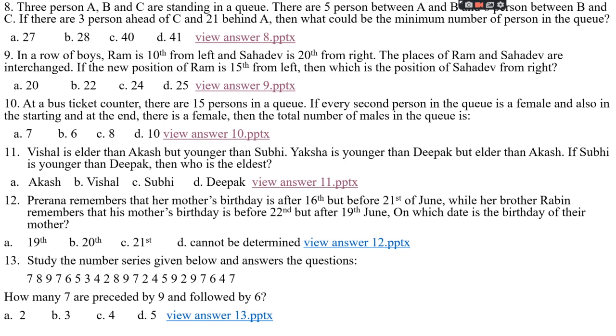Option A, 19th. Option B, 20th. Option C, 21st. Or option D, cannot be determined. The right answer is option B, that's 20th.